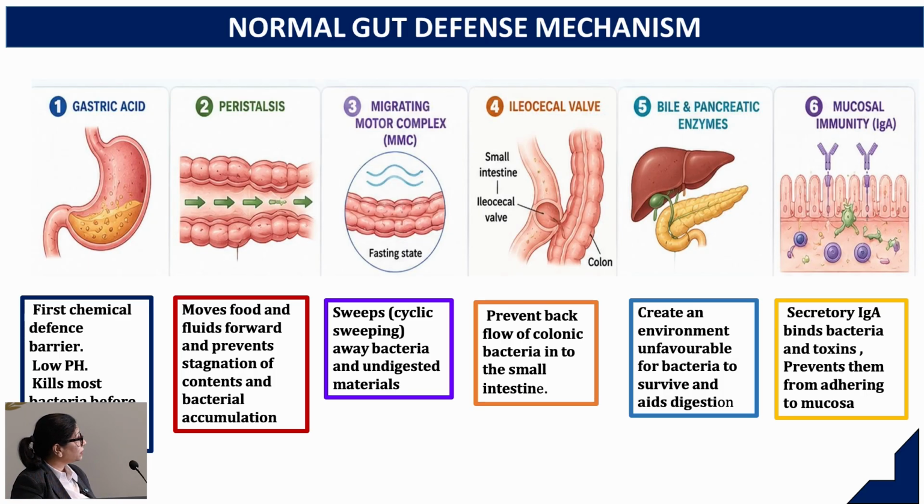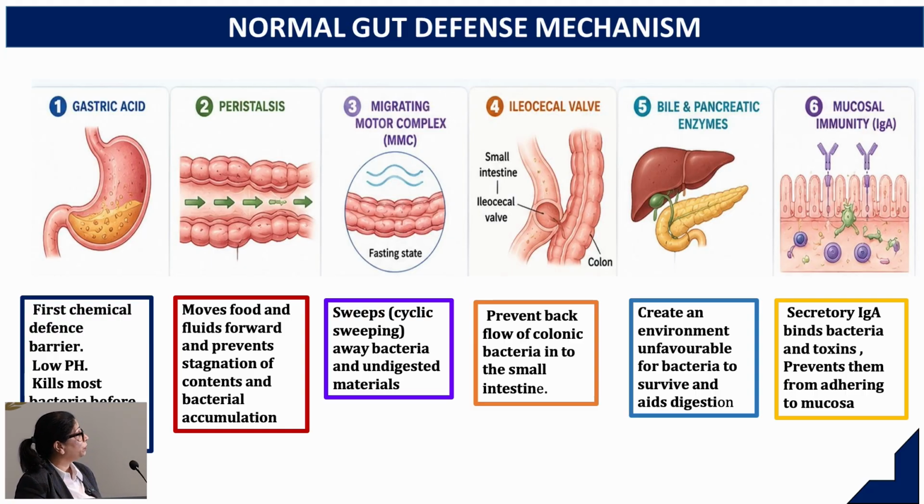It has a cyclic sweeping action in the fasting state. Coming to the ileocecal valve. The ileocecal valve is a valve found between the colon and the small intestine. So, it can be called the gatekeeper. Its main function is to prevent the flow of colonic bacteria into the small intestine. Bile and pancreatic enzymes create an environment unfavorable for bacteria to survive and aid digestion. Bile as such is a natural antibacterial substance and it can damage the bacterial cell membrane.